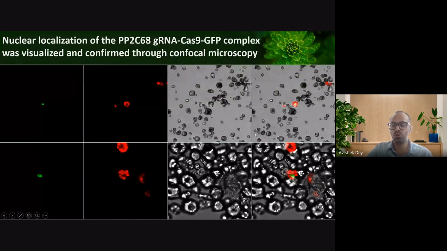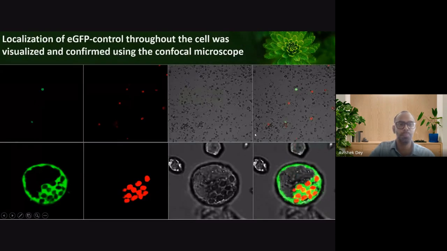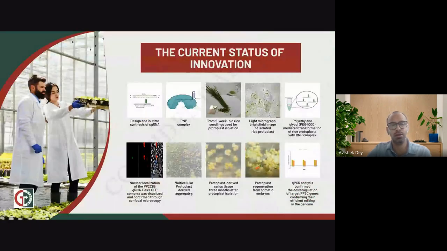So this is how it looks under confocal microscopy. And this is just EGFP. If you normally express an EGFP, it will be expressed everywhere. So you can see it in the cell membrane, and also inside in the cytoplasm. And these are your autofluorescence, the chlorophyll.